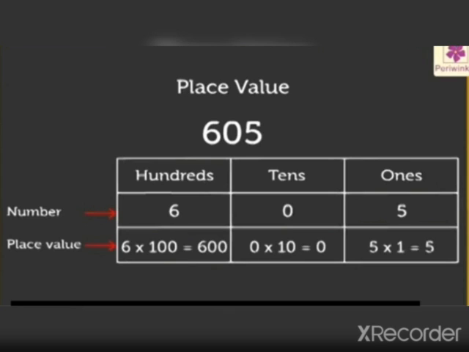0 is in the tens column, we will multiply it by 10 and the answer is 0, as any number multiplied by 0 is equal to 0. And 5 is in the ones place, so we will multiply it by 1 and the answer is 5. Now the place value in 605: the place value of 6 is 600, the place value of 0 is 0 and the place value of 5 is 5.